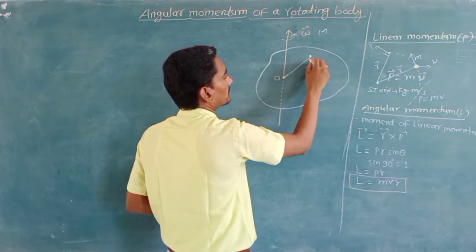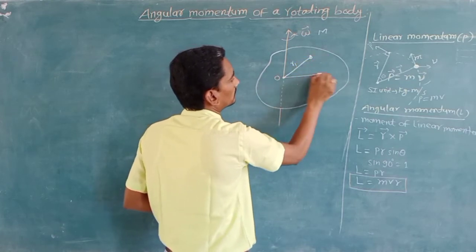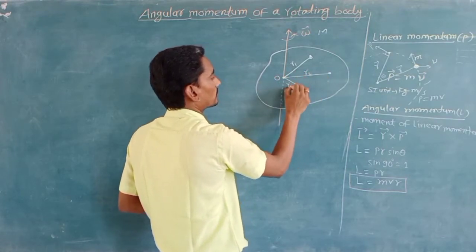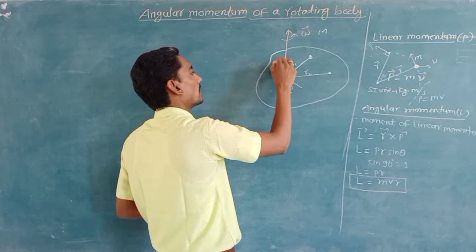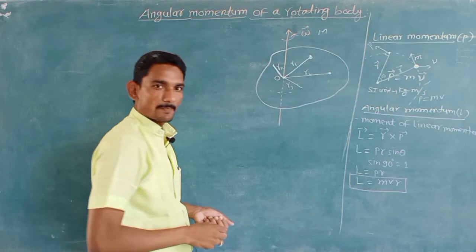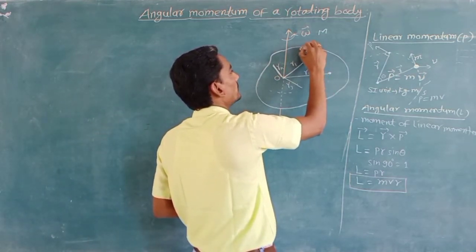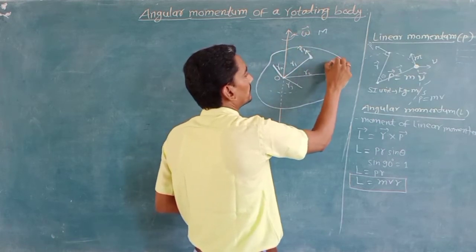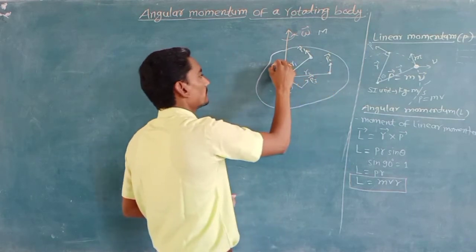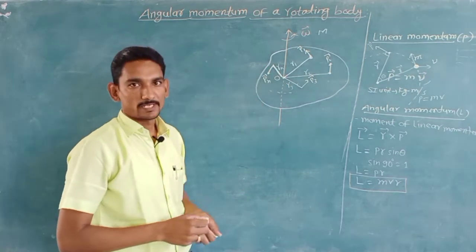Suppose these are the particles at perpendicular distances r1, then r2, then r3, up to rn. So these are the perpendicular distances for the particles. Then p1 vector, p2 vector, p3 vector, up to pn vector describe the linear momentum for all the particles.